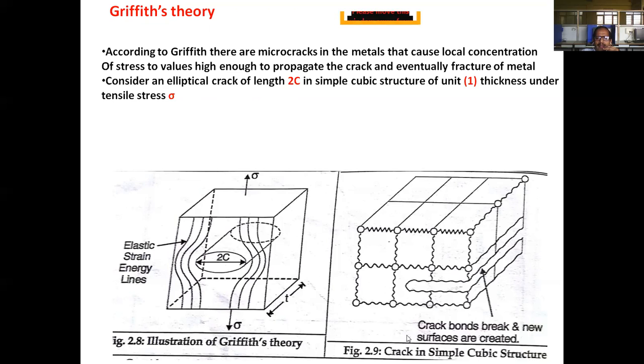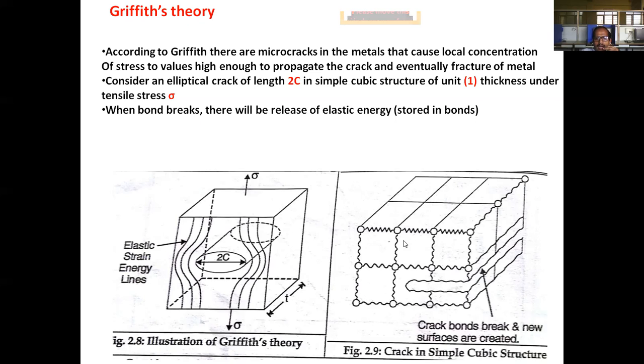So what will happen is this. How will the crack be produced in that material? When we apply tensile loading, these bonds will start breaking. These are the bonds, and we know that these bonds store potential energy. So when a bond breaks under tensile loading, there will be a release of elastic energy, meaning the potential energy stored in the bond will be released.